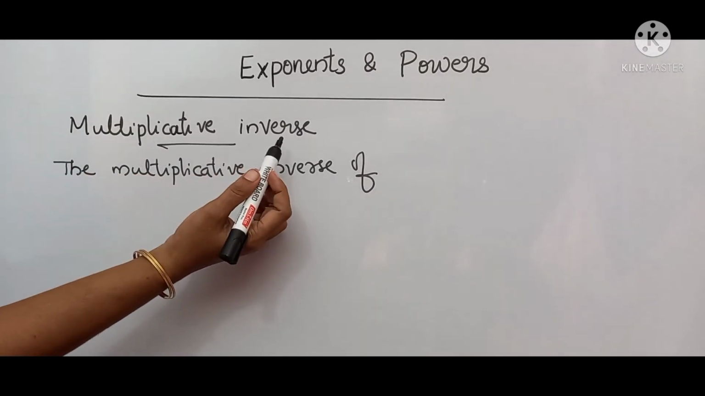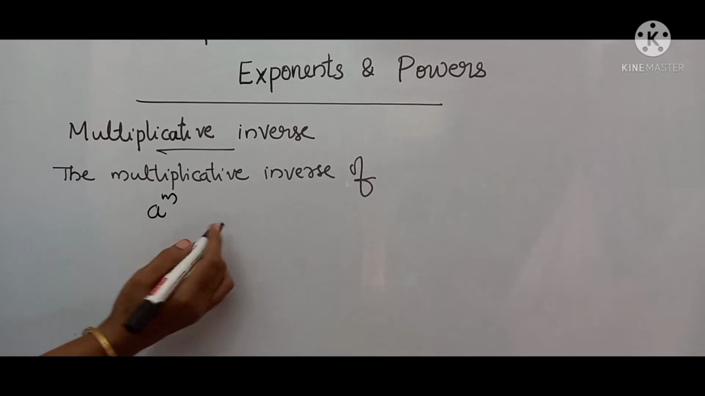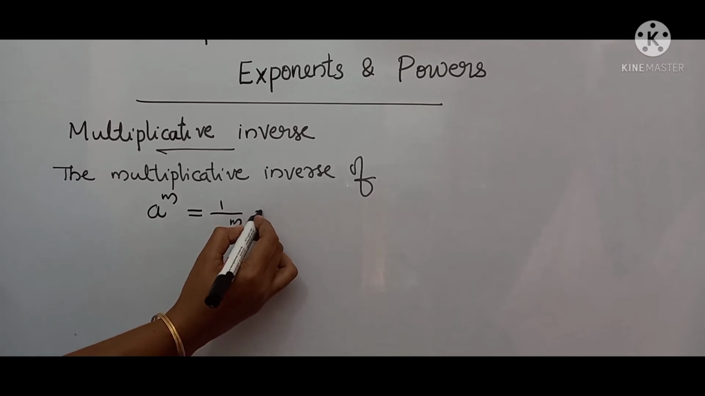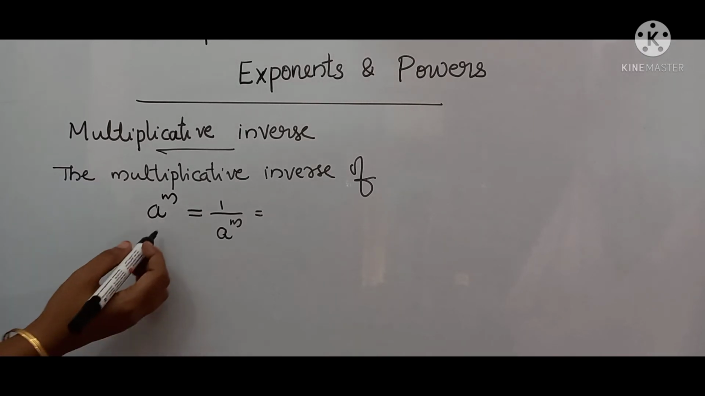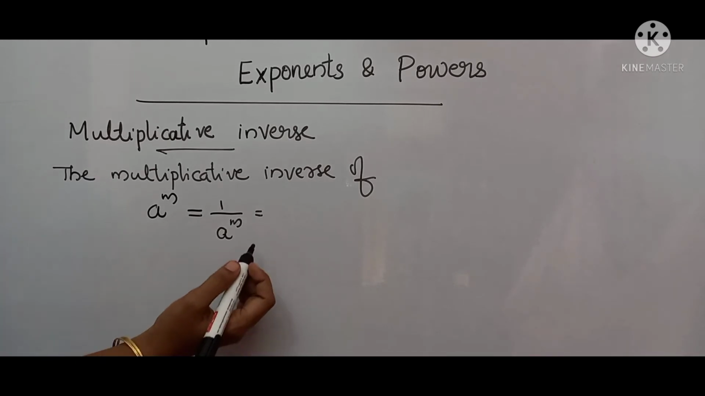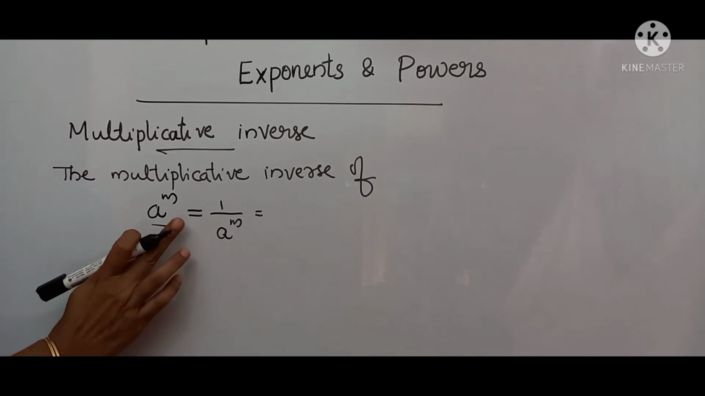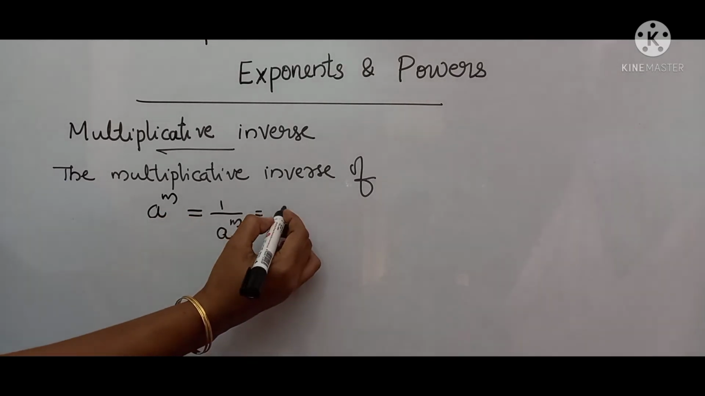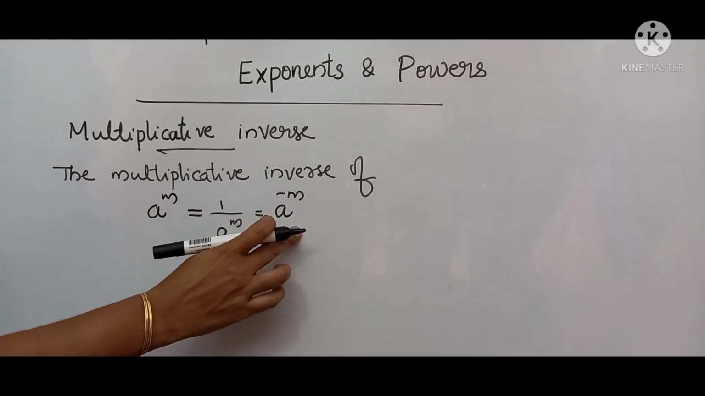Next is multiplicative inverse. We can find the multiplicative inverse of a raised to m. Multiplicative inverse of a raised to m is equal to 1 by a raised to m. We know how to find the multiplicative inverse: we interchange numerator and denominator, and if it is positive, it stays positive, if it is negative, it stays negative. Here one hidden 1 is there, so we write 1 by a raised to m. The reciprocal of that, 1 by a raised to m, is equal to a raised to minus m. Reciprocal of a raised to m is equal to a raised to minus m.